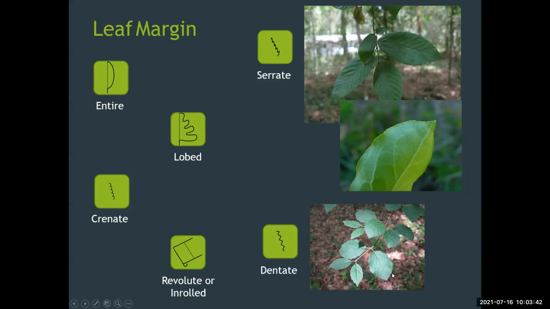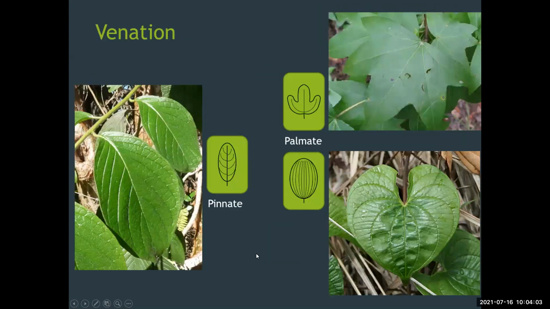The teeth might be a different shape, as we have with this dentate margin. You get Viburnum dentatum, a very aptly named species. The leaf margin might be turned under, rolled under, or lobed, or entire. Again, a whole range of terms here.